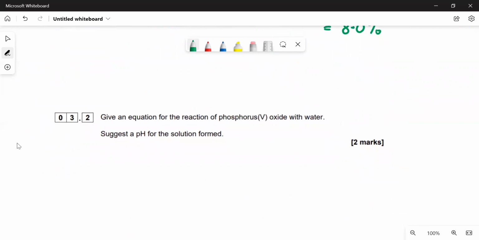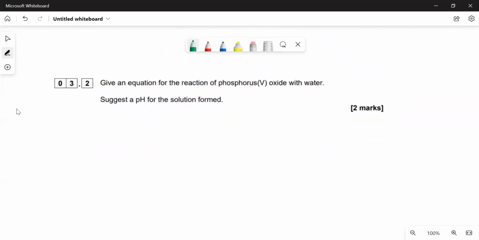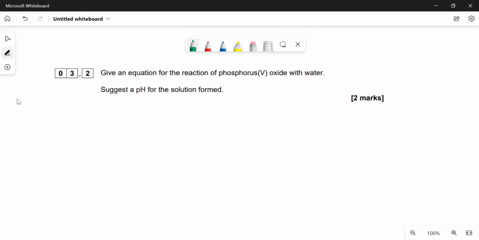Right, this one is the period 3 oxides. Okay, so a lot of straightforward recall going on here. An equation for the reaction of phosphorus(V) oxide, that's P4O10, with water. Now you should know that when phosphorus(V) oxide reacts with water, you get phosphoric acid. Okay, so we've got to balance that equation.